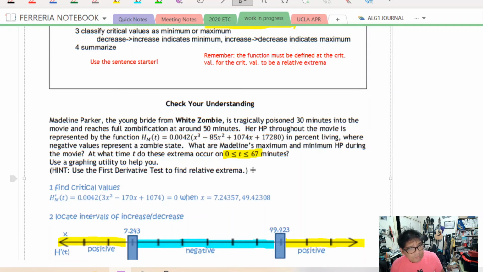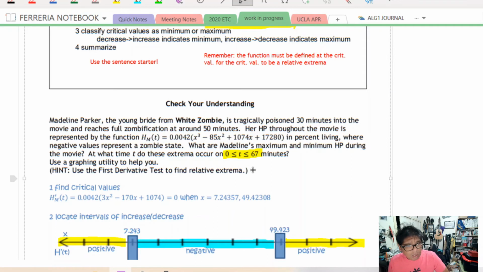0.0042 times the quantity x cubed minus 85x squared plus 1074x plus 17,280, in percent living. Now, I admit that's kind of a weird function, but whatever works, works. The negative values of this function are going to represent the zombie state.